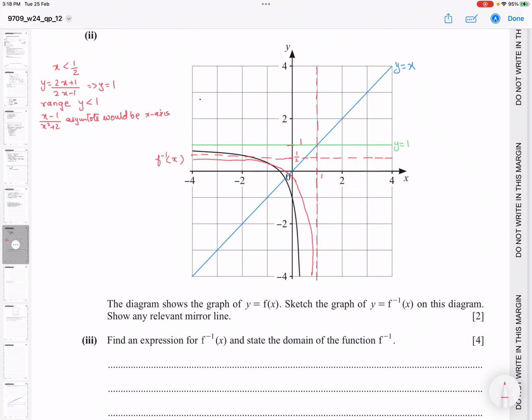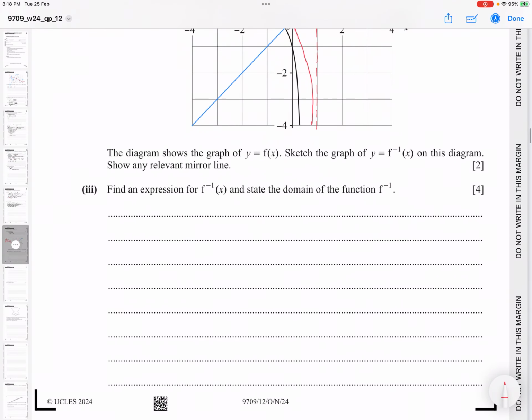Or y equals 0. And if the power of the polynomial in the numerator is greater than the denominator, then the range would be y is equal to infinity. Suppose (x squared minus 1) over (x plus 2). So our range would be y is equal to infinity. So you have to remember these 2 points. Now let's do part 3.